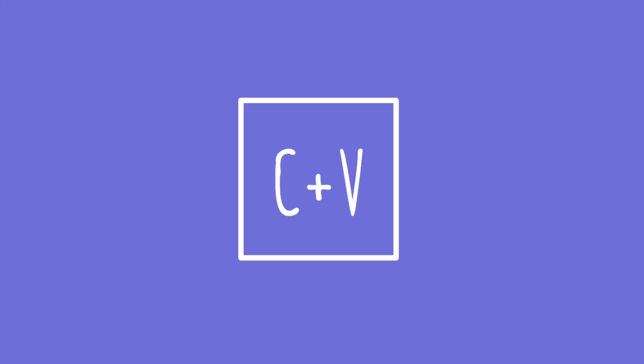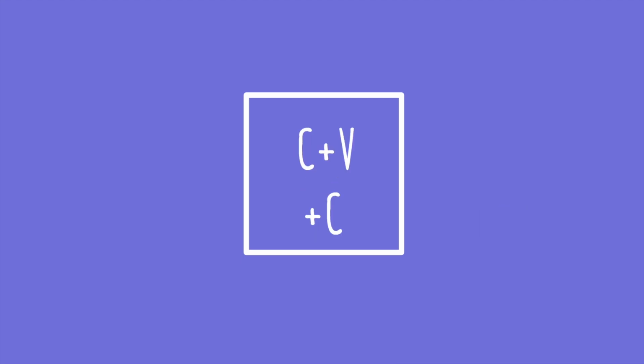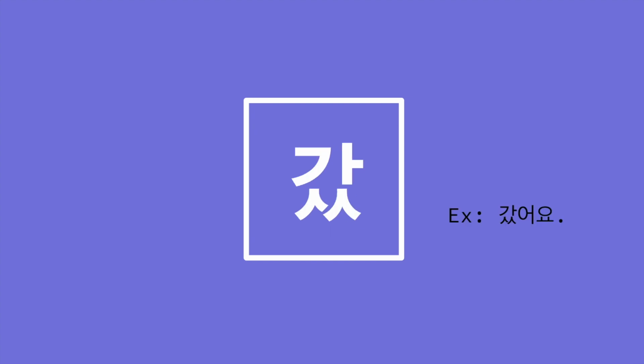So we can have a simple structure that fits in a box that's simply one consonant and one vowel. An example of that would be like ka in kayo. We can also have a consonant and then a vowel and then another consonant. An example of that would be pap, as in papul mogoyo. We can have a consonant and then a vowel and then a double consonant. An example of that would be ka in kasoyo.